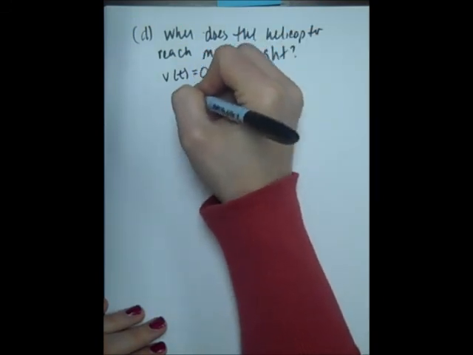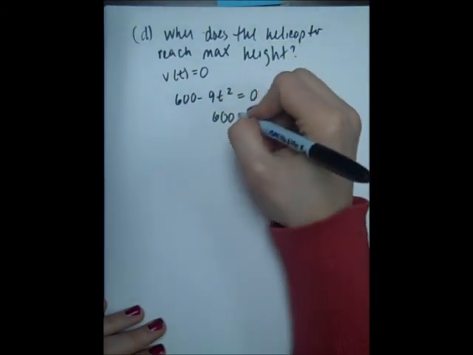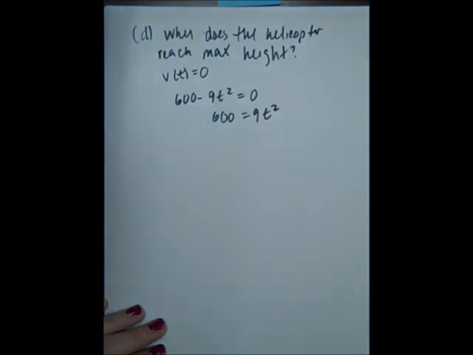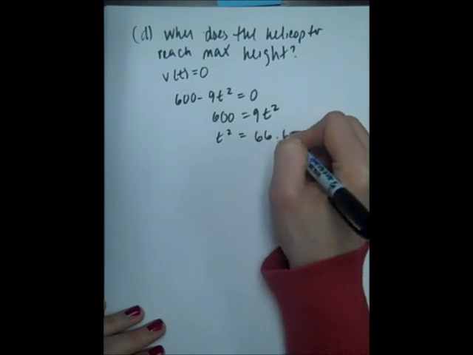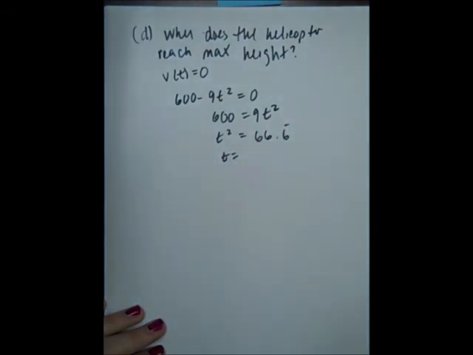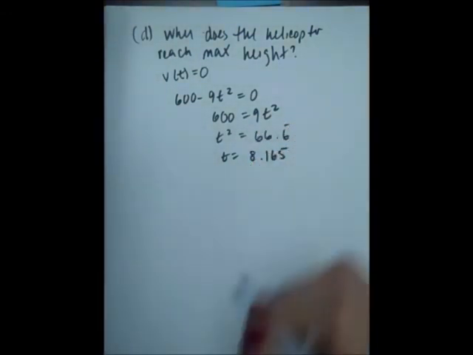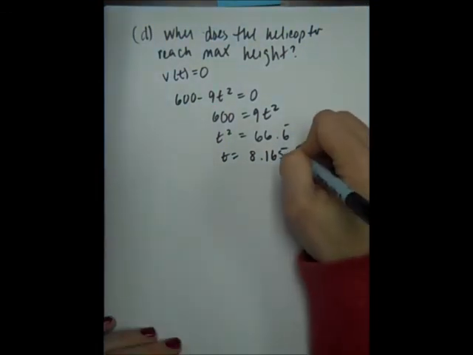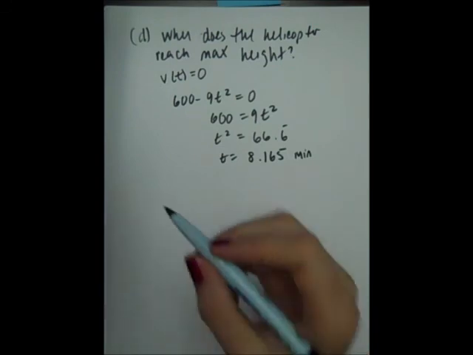Well, v of t was 600 minus 9t squared. Let's set that equal to 0. This will be 600 is 9t squared. Divide both sides by 9, so t squared is 66.6. Take the square root of both sides. t is about 8.165. That tells us, remember this was in minutes, that the helicopter reached its maximum height after 8.165 minutes. That's how long it took.